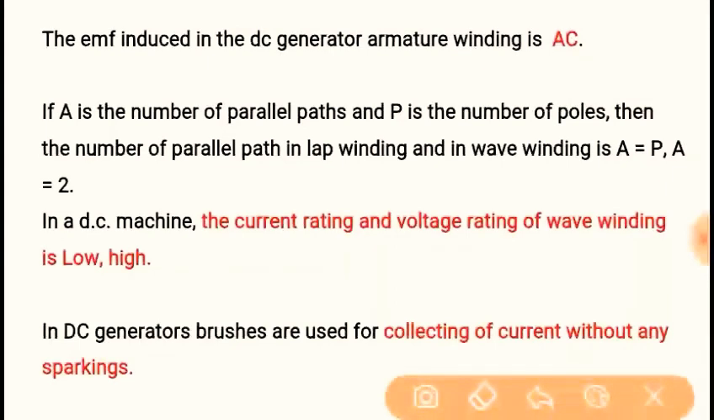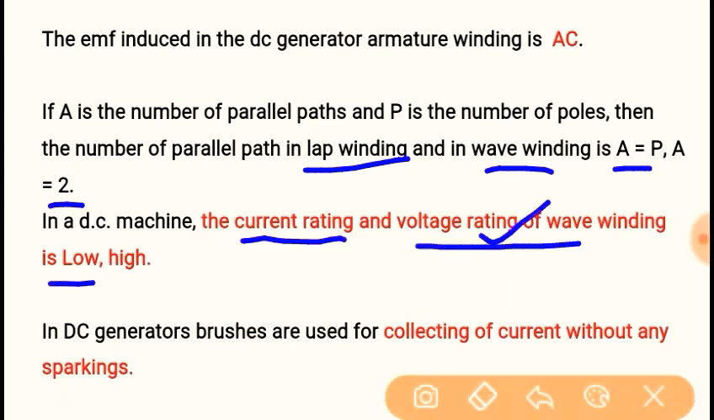If A is the number of parallel paths and P is the number of poles, then the number of parallel paths in lap winding and wave winding are: for lap winding, A is equal to P, and for wave winding, A must be 2. In a DC machine, the current rating of wave winding is low and the voltage rating of wave winding is high.